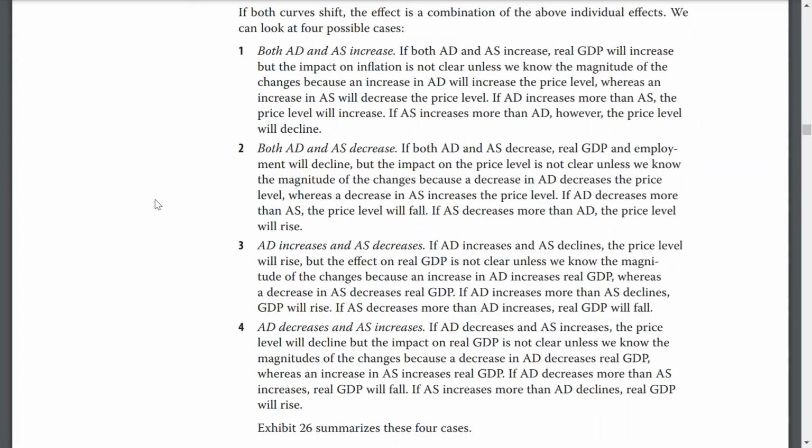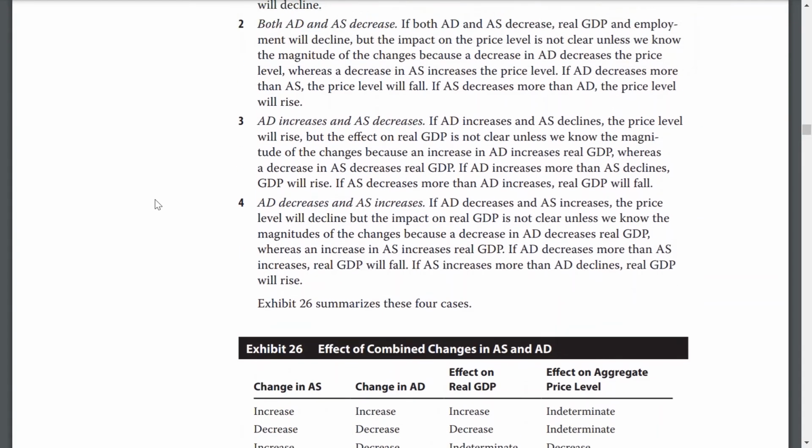AD increases and AS decreases. If AD increases as AS decreases, the price level will rise, but the effect on real GDP is not clear unless we know the magnitude of the changes, because an increase in aggregate demand raises real GDP, whereas a decrease in aggregate supply decreases real GDP. If aggregate demand increases more than aggregate supply declines, then real GDP will rise. If aggregate supply decreases more than aggregate demand increases, real GDP will fall.